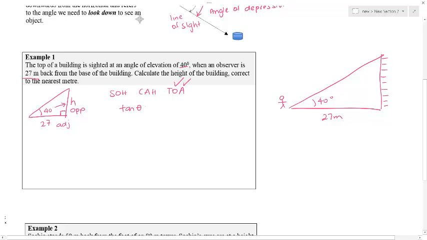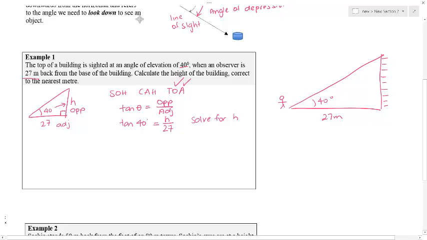So that is tan theta equals opposite over adjacent. We're going to substitute our given values. Our theta is the angle, and that's 40 degrees. So tan 40 degrees equals opposite over adjacent. Opposite is represented by the letter h, and adjacent is represented by 27. So we're going to solve for h.